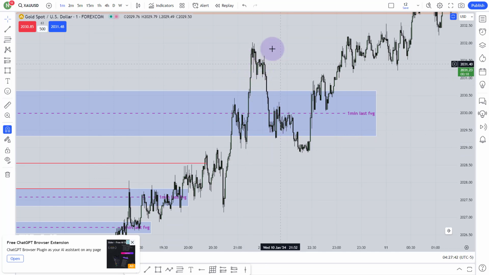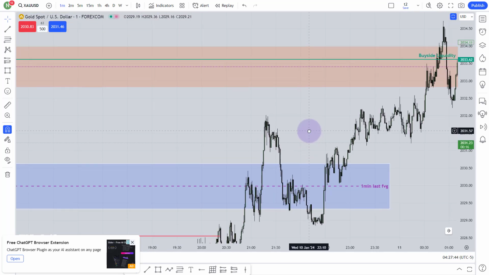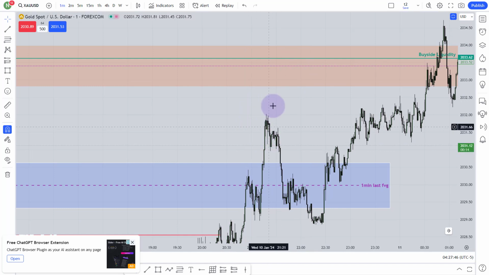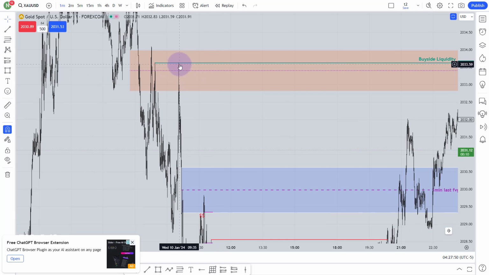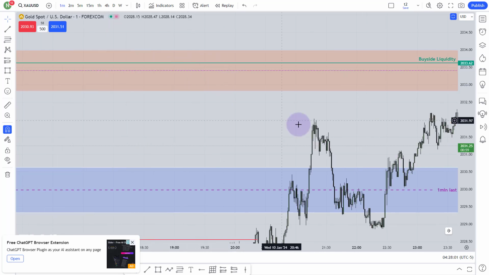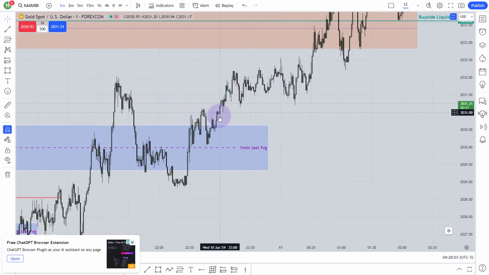Why? Because I saw the last 1 minute fair value gap has broken. So this liquidity, this is the recent swing high. Look at that high. Okay, above that last 1 minute fair value gap, this is the only high. As there are relatively equal highs, that is stronger. There should be your target. That should be your entry point.